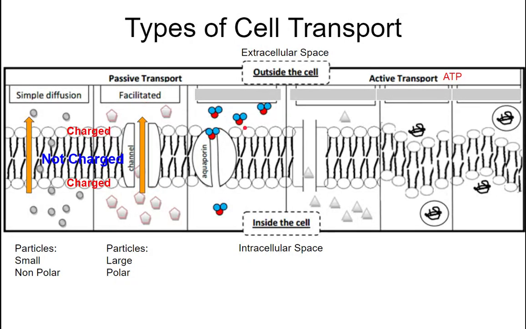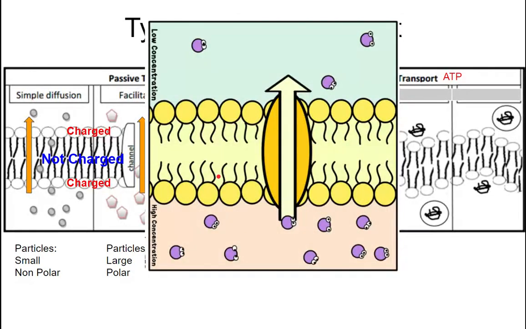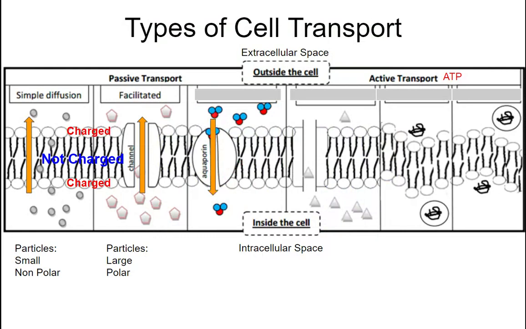All right, next one here is water. Water does not play well with these hydrophobic tails, so it uses a special protein called an aquaporin to get through. And it's still going from high to low concentration, so it's passive transport, no energy needed. And we know the movement of water is called osmosis.